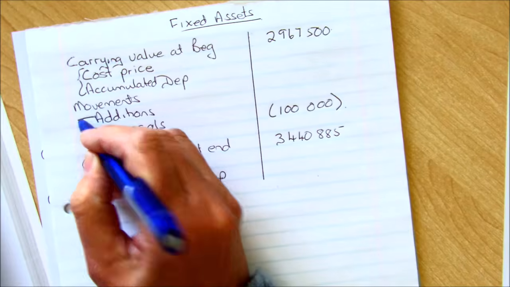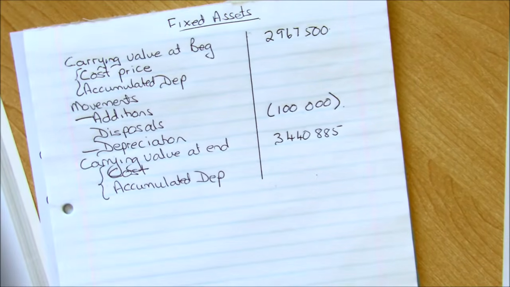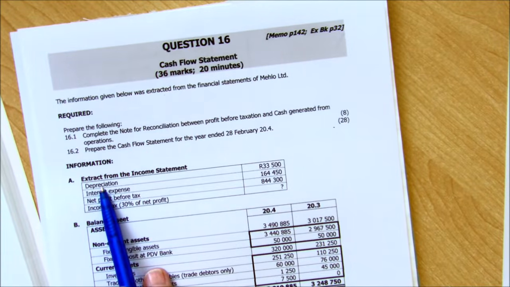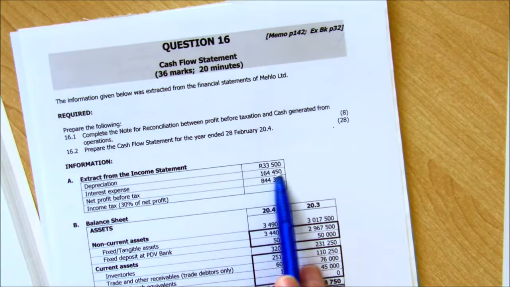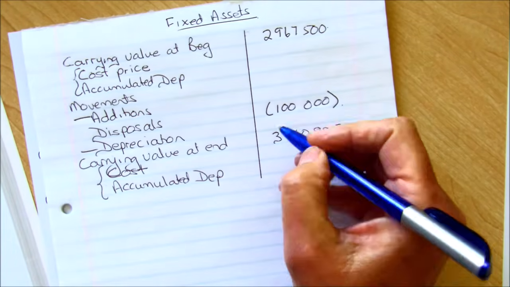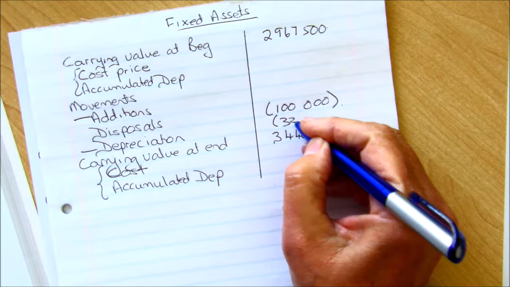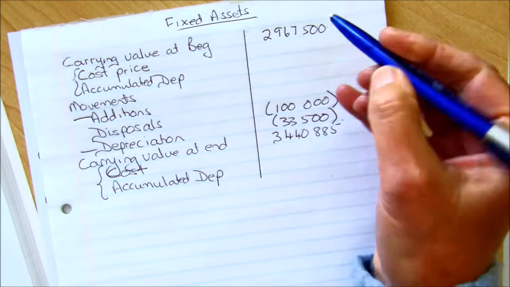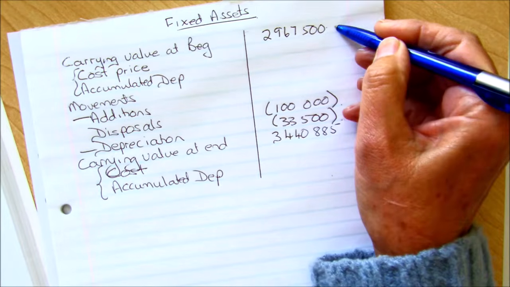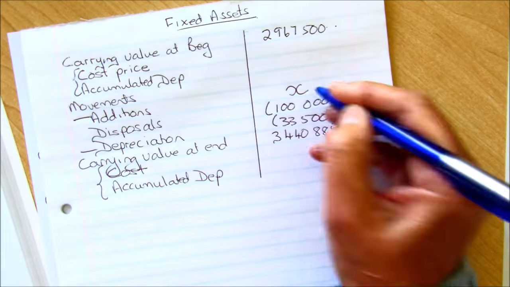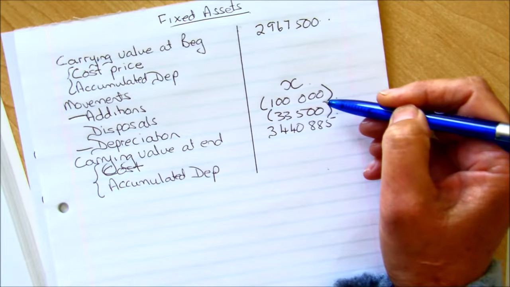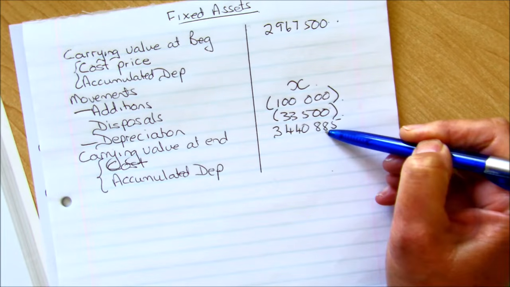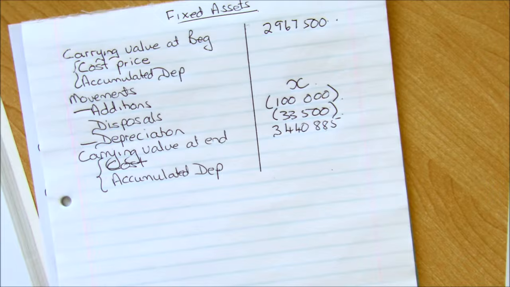Right, that means I still don't know about the addition and the depreciation. But if you have looked further, remember we've already worked with depreciation. We were given it in the income statement. And there was depreciation of 33,500. And again, depreciation would have reduced your fixed assets. So we had 2.9 million. We've bought something which we don't know. So plus X minus 100,000 minus 33,500 equals 3.4 million. And you can solve for X.